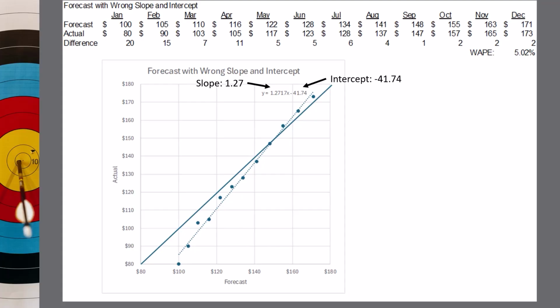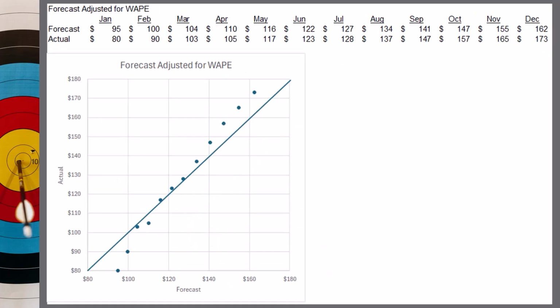Here is a new set of forecast amounts compared to the actual amounts. I've once again run a trend line through the forecasts and shown the formula for the trend line. The slope is 1.27. The intercept is minus 41.74. These two numbers will be important later. Can I just adjust this forecast by the WAPE weighted on forecast amounts? I've calculated the WAPE to be 5%.